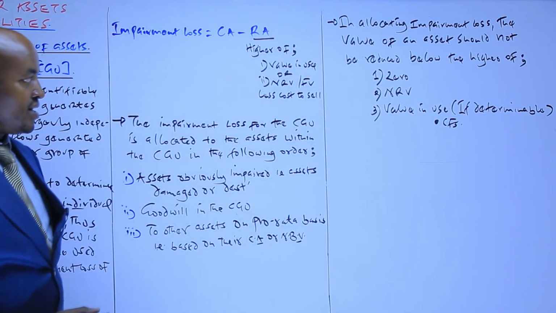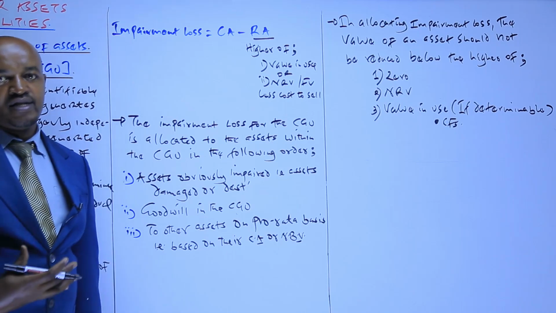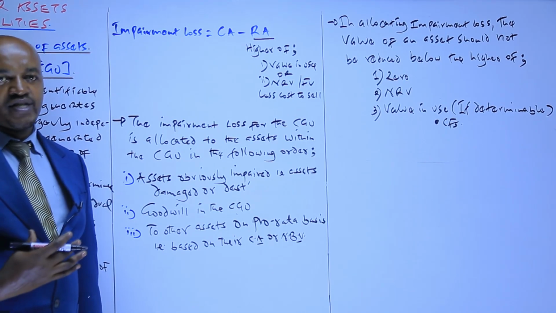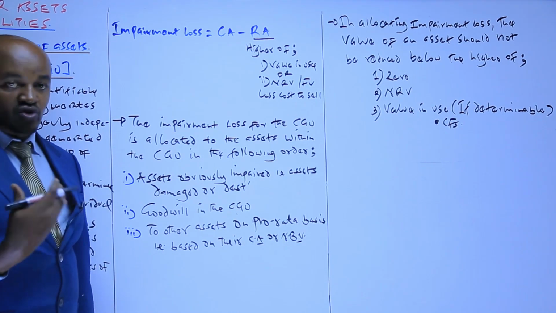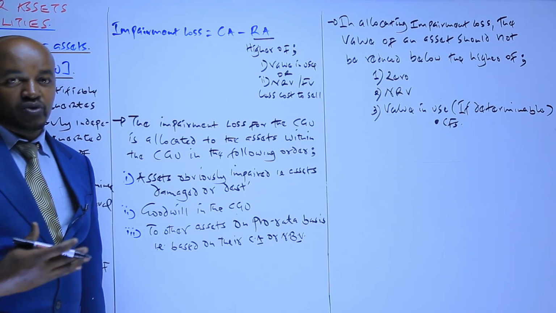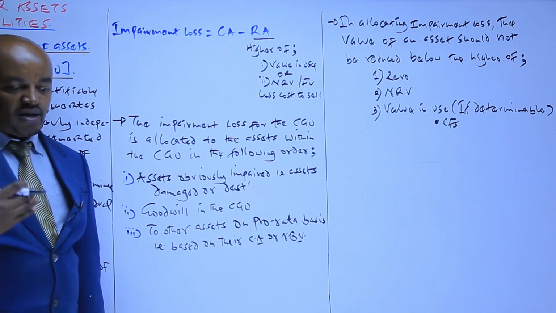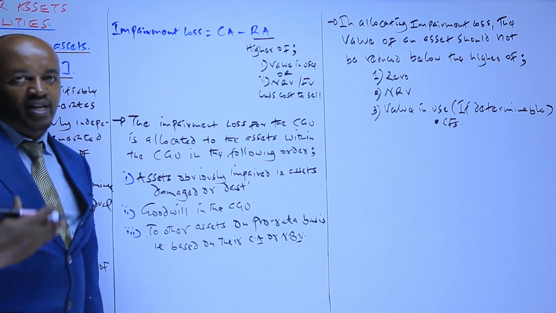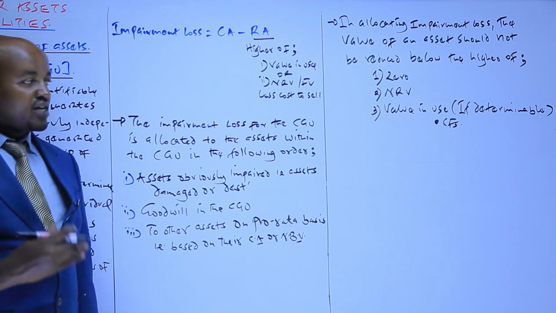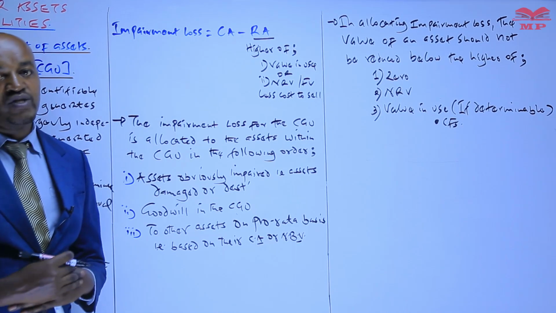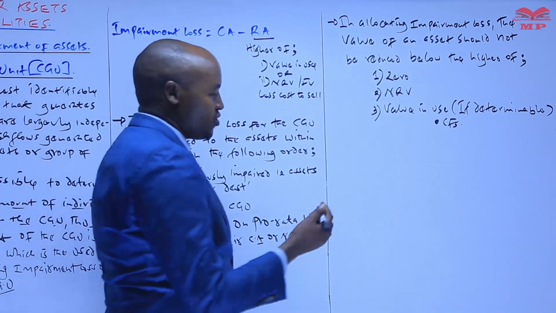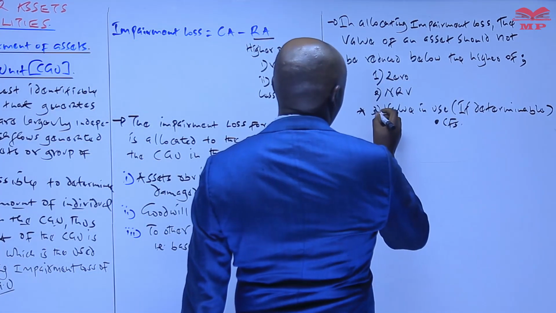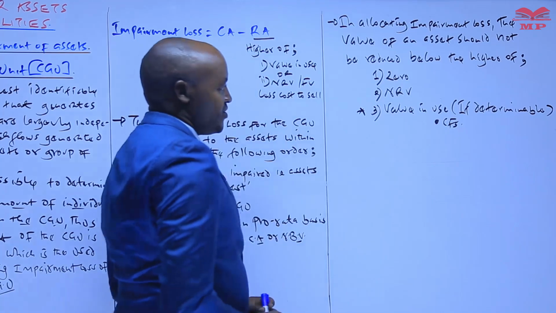But we are saying assets within a CGU generate cash flow as a group, so it is not possible to determine the cash flow generated by individual assets, because they generate cash flow as a group. An individual asset cannot generate cash flow on its own. Therefore, in most cases, it is not possible to determine its value in use.